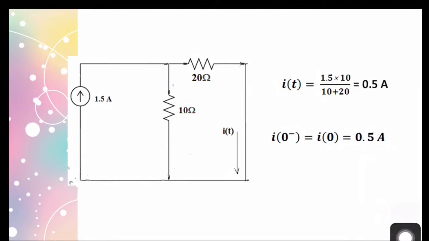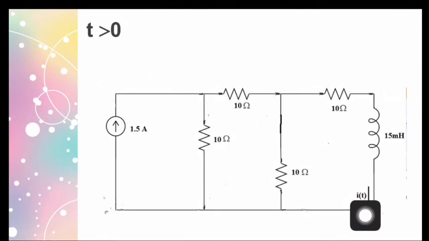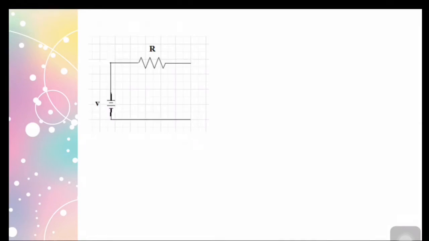Hope you got it. Next, we are going to consider the condition t greater than 0. This is the network given in the question. At t equal to 0, the switch is closed and hence we get an equivalent circuit like this for t greater than 0. Clear? Now have a look at how to convert a practical voltage source to a practical current source. Does anyone know what a practical voltage source is? A voltage source with a series connected resistor is considered a practical voltage source.